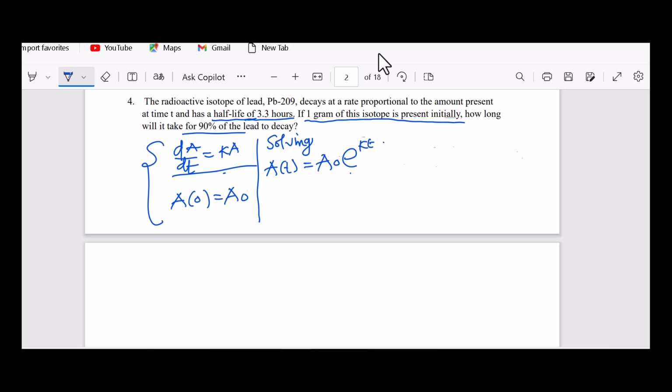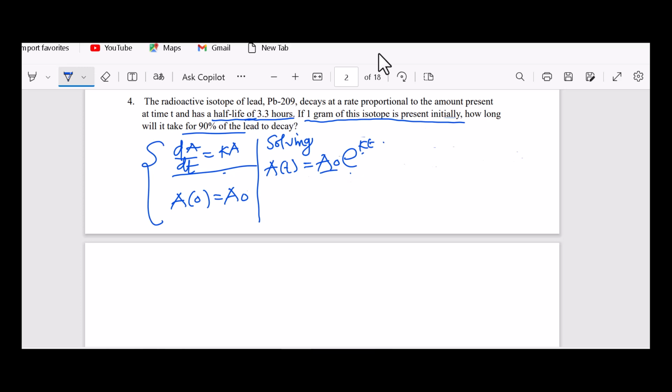Okay, so now let's see. They said how long will it take for 90% to decay? Okay, we don't know k yet. How do we find k? We use the half-life to find the k. But before we find k, we need to know the value of A naught.